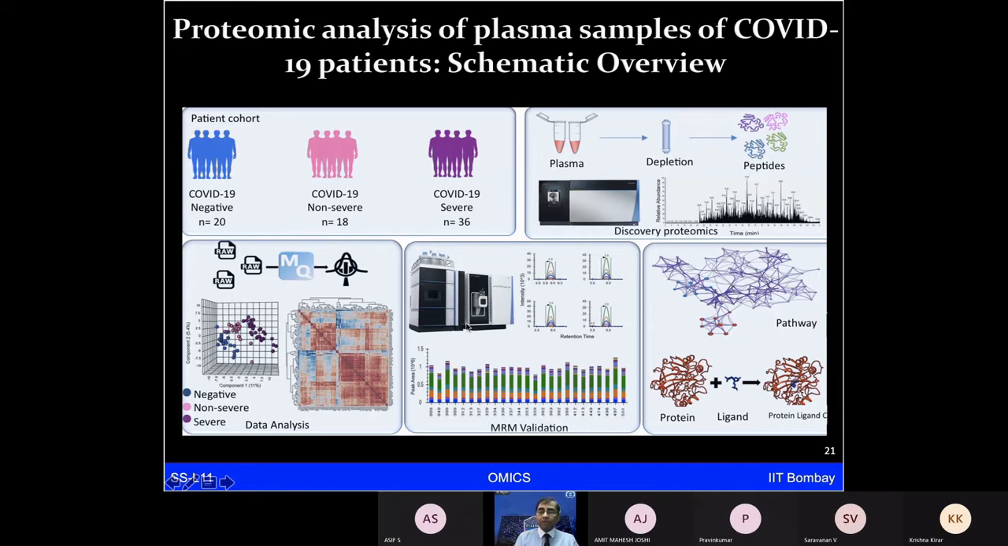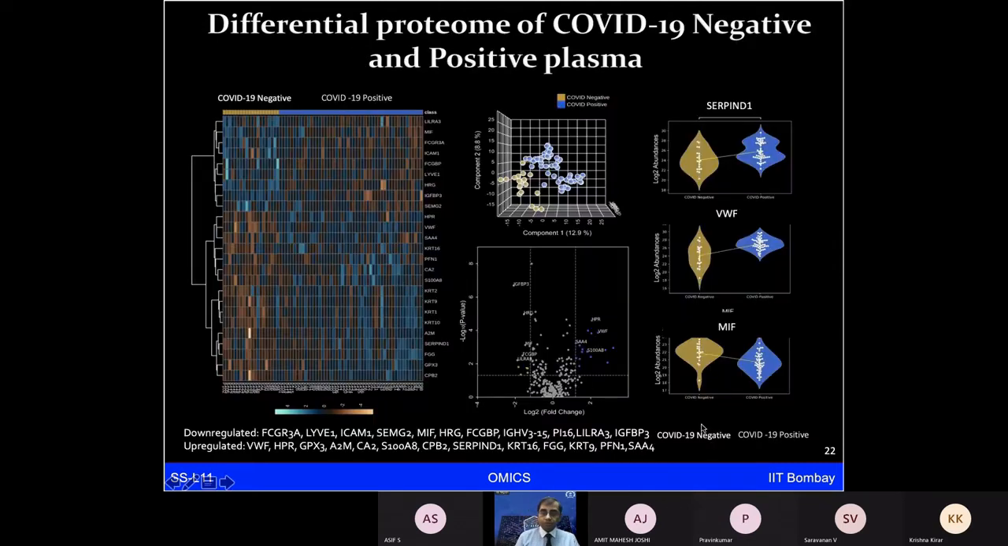The peptides which we selected were used for further developing a test, which is a multiple reaction monitoring based validation test. Some of the identified proteins and pathways were also used for testing with possible repurposed drugs, to show which could also be effective.